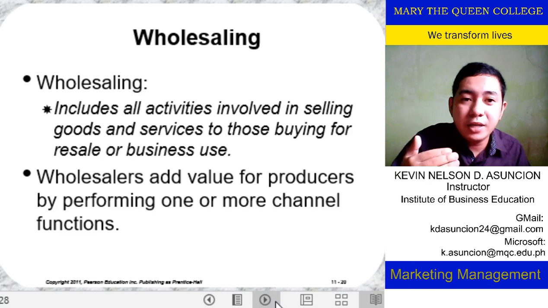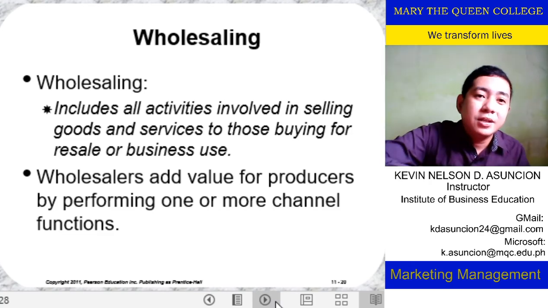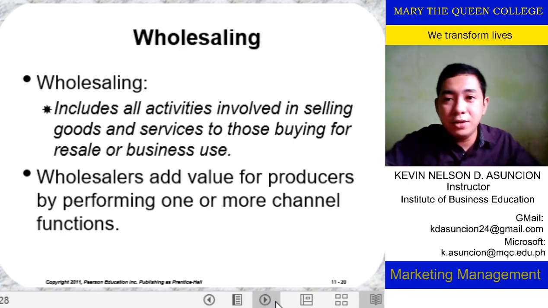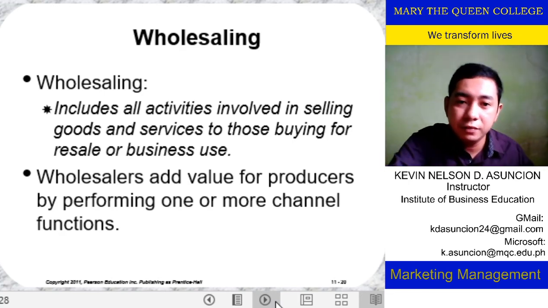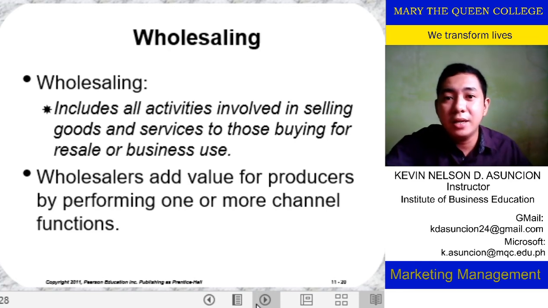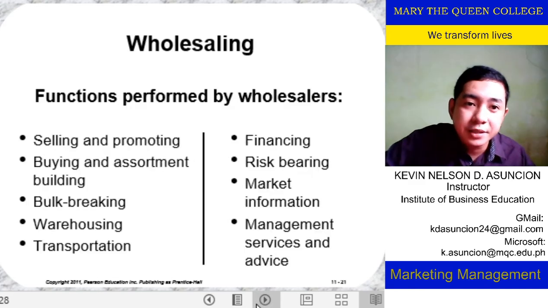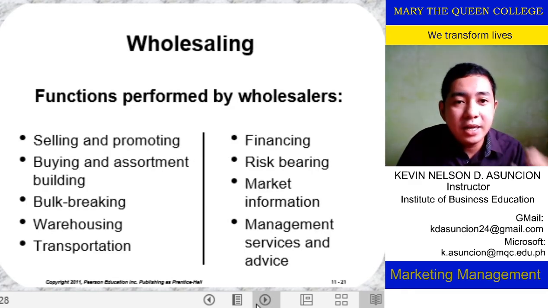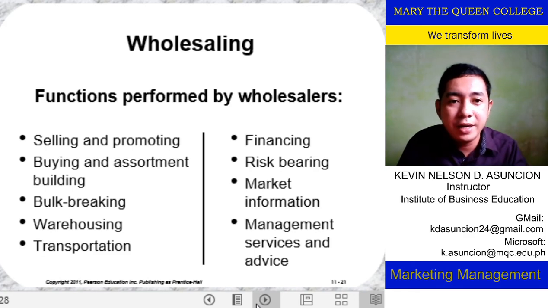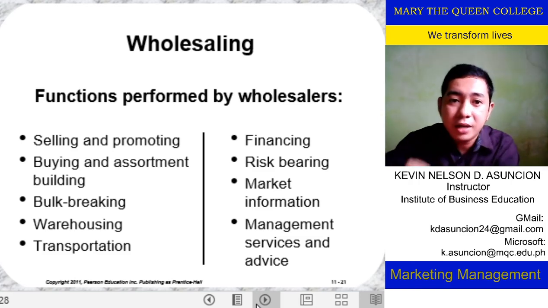So if they are wholesalers, traders, and then they retail it, right? So your network and distribution expand because of wholesaling. It's not only you putting up retailing centers, but they also put effort into doing your business. So the functions performed by wholesalers are selling and promoting, buying an assortment, building, and bulk breaking, because they break the bulk of large quantities and retail it.